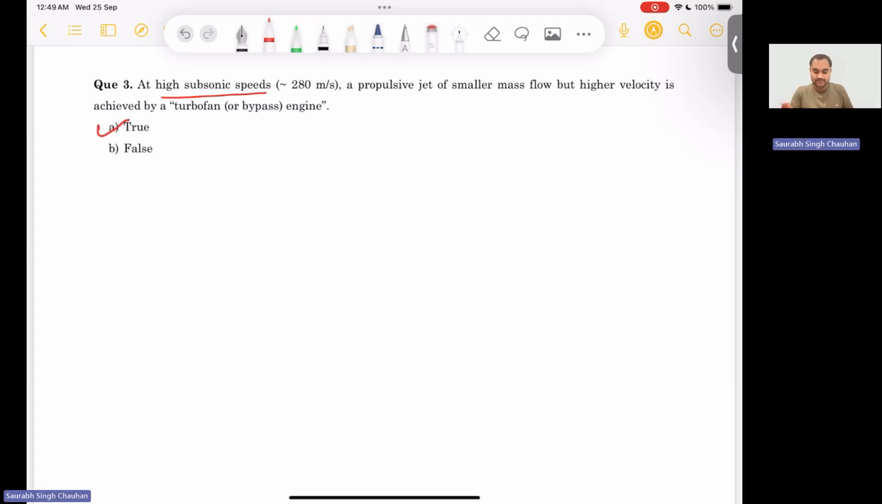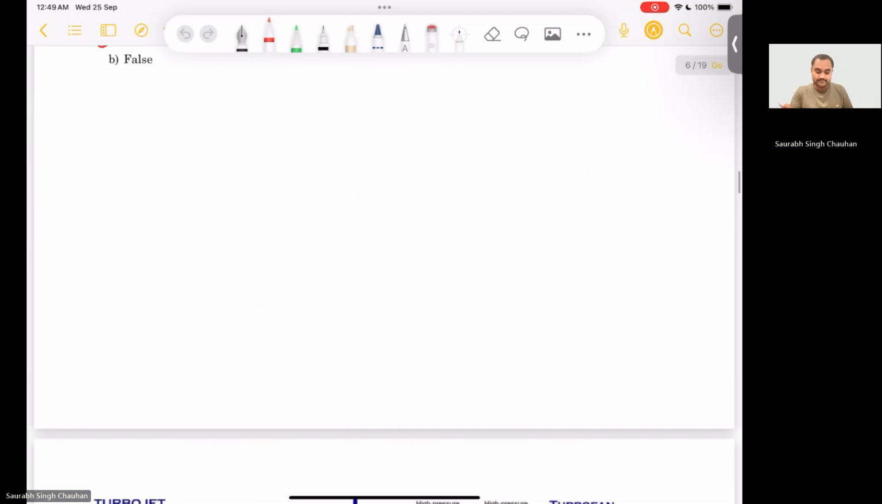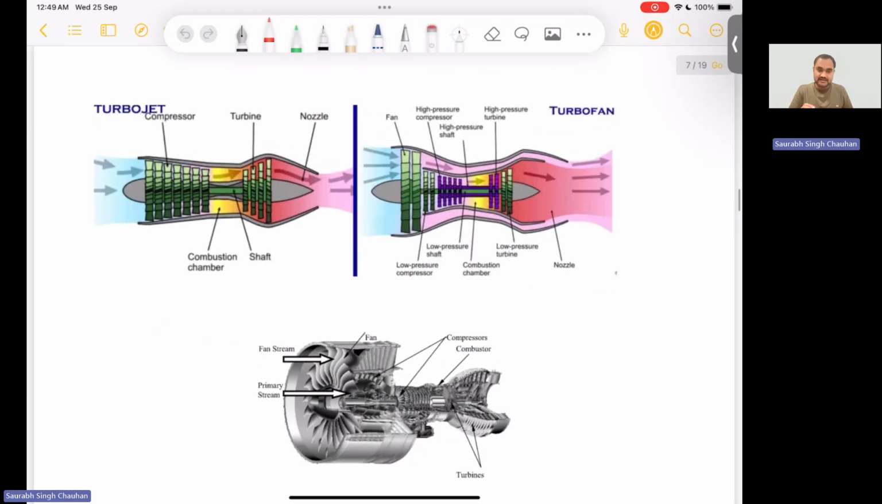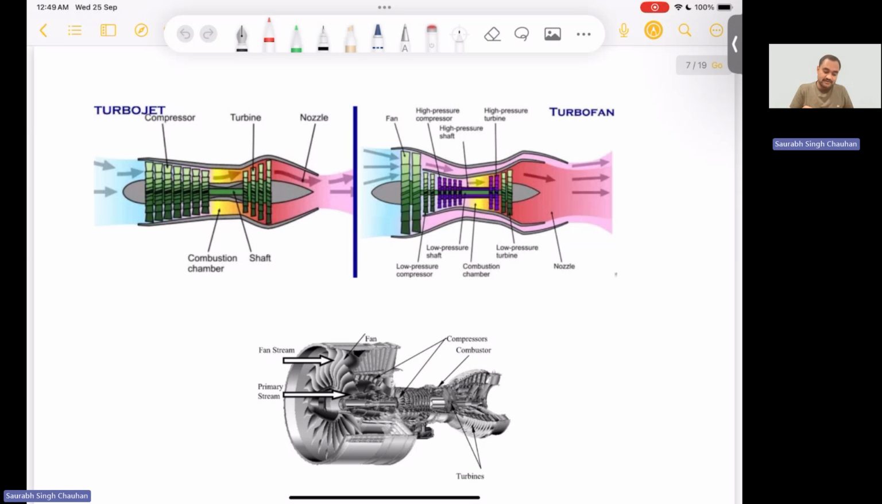We will see a diagram so it will become more clear. Basically we are talking about a turbofan or bypass engine. We can see this in this diagram. In a turbojet, we have incoming air. This air is passed through the compressor, then this compressed air goes into the combustion chamber, then turbine. It expands in the turbine, and then it goes into the nozzle. So this is our turbojet engine.